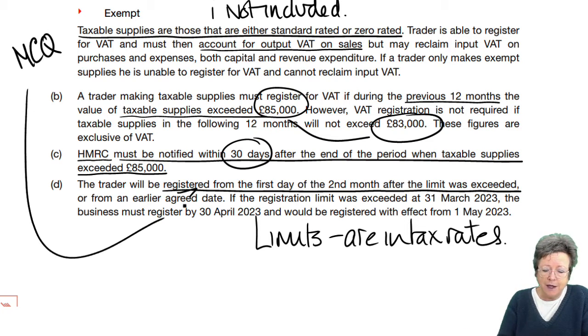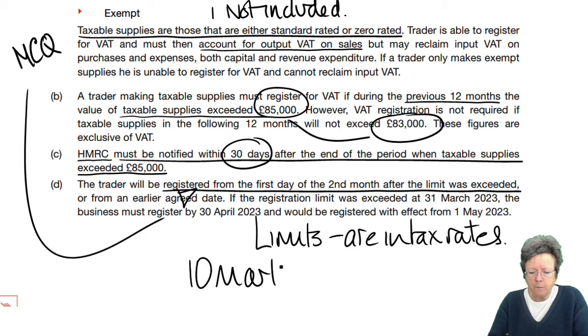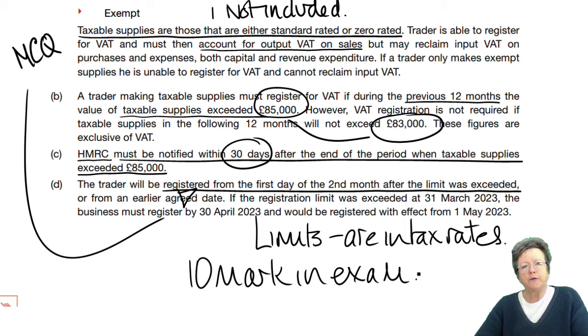Again, you can see that being a multiple choice question. This is the month in which this trader exceeded 85,000. When must he notify by? Within 30 days. When will he be registered by? Now VAT, while I think on, is about 10 marks in this exam, and this is one of the topics that can come up as part of that.